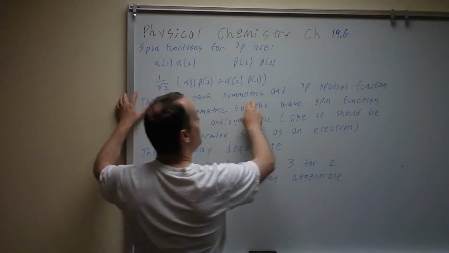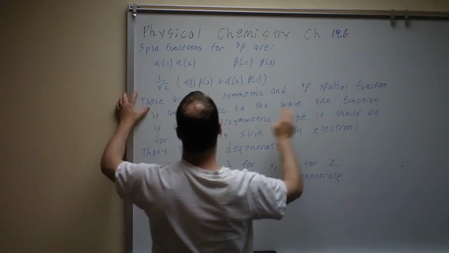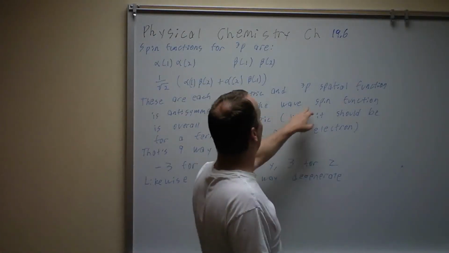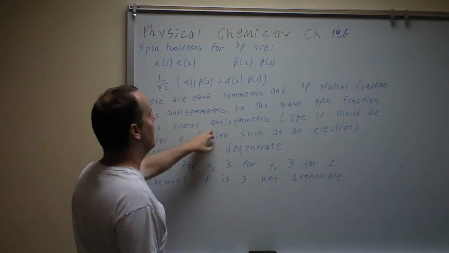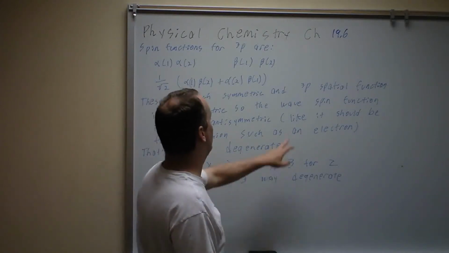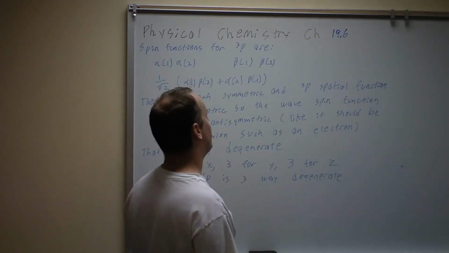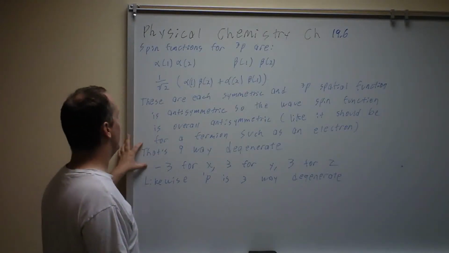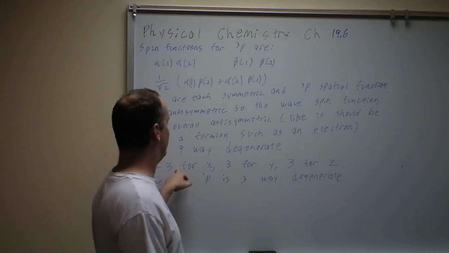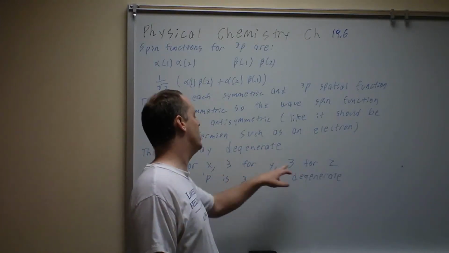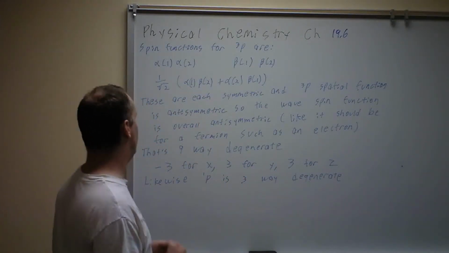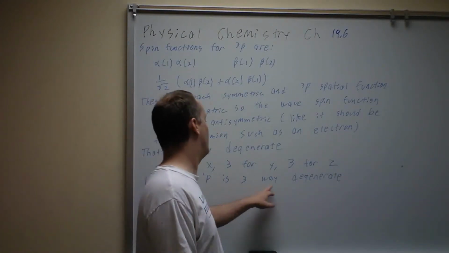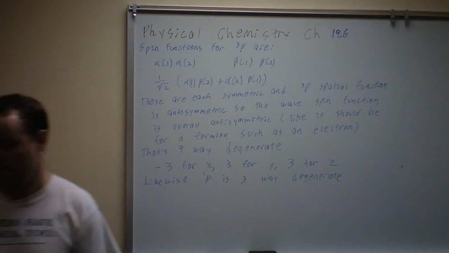So these are each symmetric, and the 3P spatial wave function is antisymmetric. So therefore, the overall wave function with spin is going to be antisymmetric, which of course it has to be because we're talking about a fermion. An electron is a fermion. So that's 9-way degenerate. We have 3-way degeneracy in X, 3-way degeneracy in Y, and 3-way degeneracy in Z. Likewise, the singlet state is also 3-way degenerate.